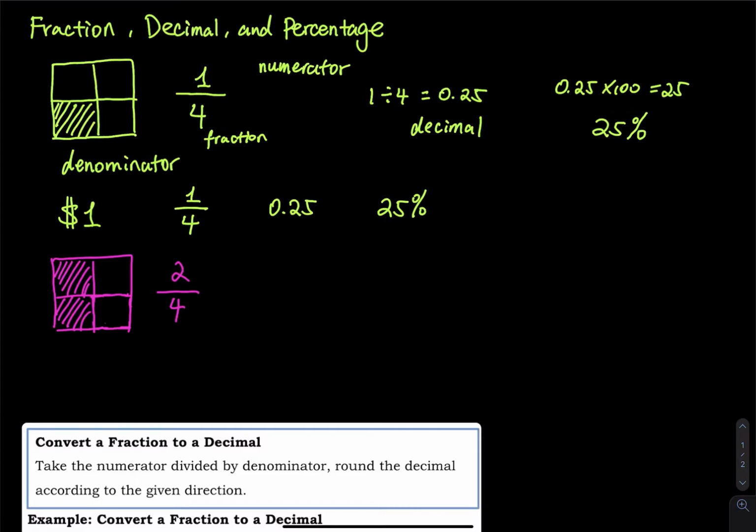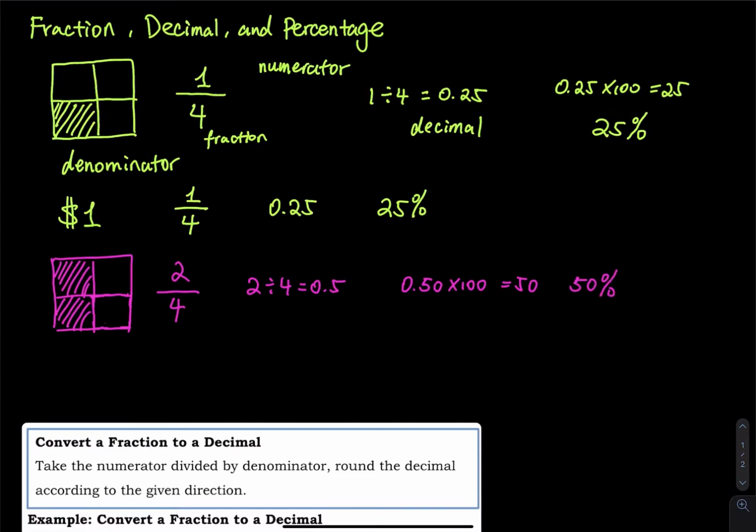So this is 2 over 4. 2 over 4 is the same thing as 2 divided by 4, which equals 0.5. So 2 over 4 is a fraction, 0.5 is a decimal, and for the percentage, you take 0.5, which is the same thing as 0.50, times 100, so that equals 50. So 2 over 4 is the same thing as 50%.